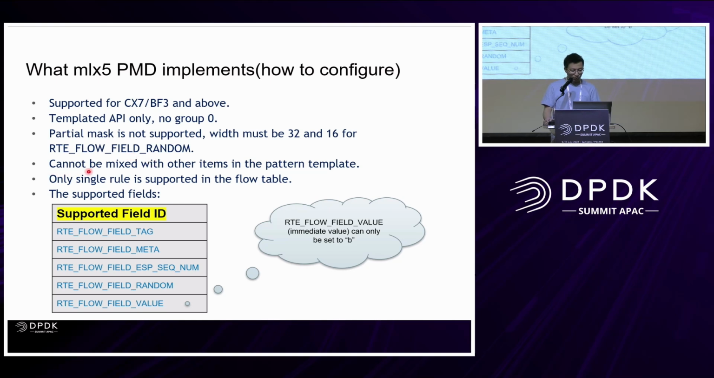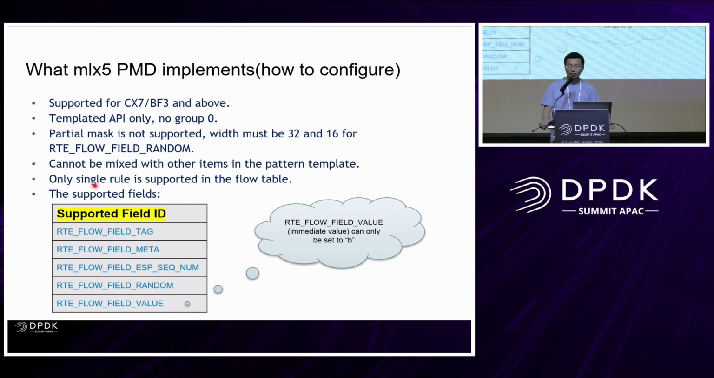And due to another hardware limitation, currently we can't mix the item with other items. For example, that means you want to offload the rule that matches a dedicated IPv4 source address and another comparison result. This is not supported. You can only add one comparison item in the pattern template. Okay, this is our limitation, not the API limitation. Just to emphasize. And only a single rule is supported in the flow table. Okay, so this is due to hardware.